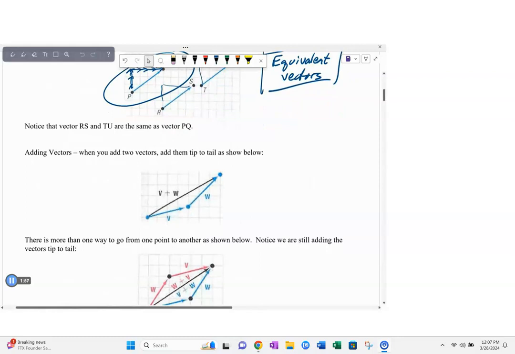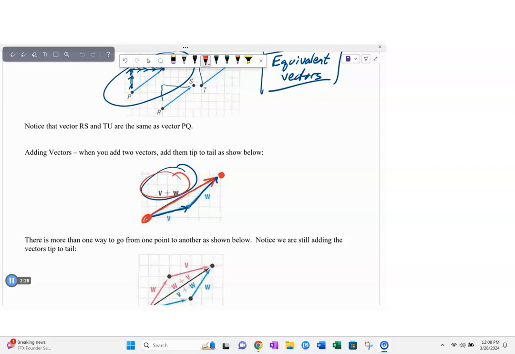You can add vectors, and when you add vectors, you take the starting point of the first vector. See how this vector v goes up 1 and right 4, and then vector w goes up 3, right 3. So v plus w will go from the beginning point of v to the terminal point of w. So v plus w is right there in red. That's how you add vectors.